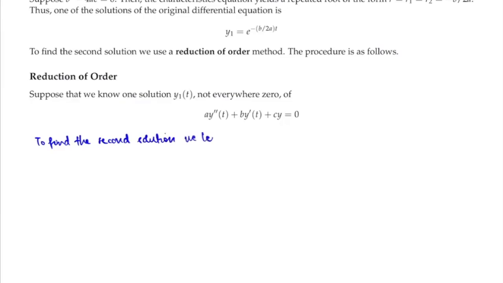we let y2 equal to v of t times e to the rt, where r is equal to negative b over 2a. Okay, so the form that we need to use is v of t times e to the rt.